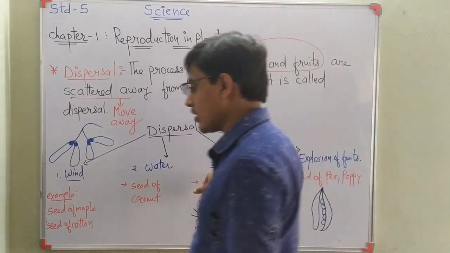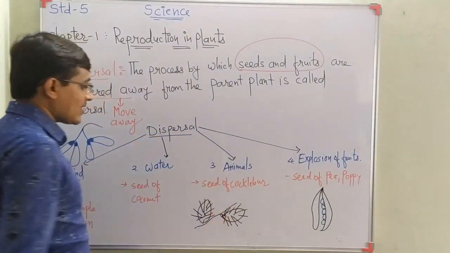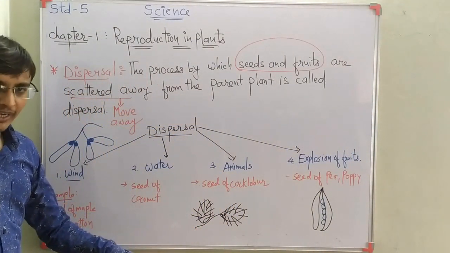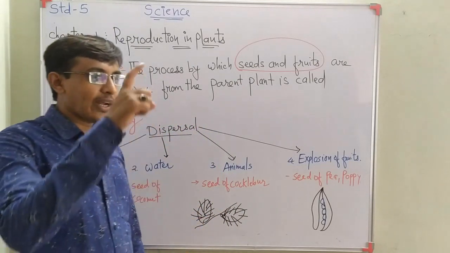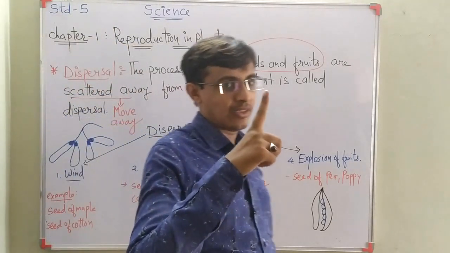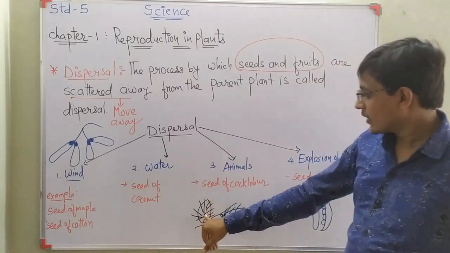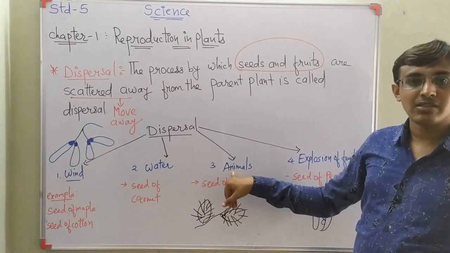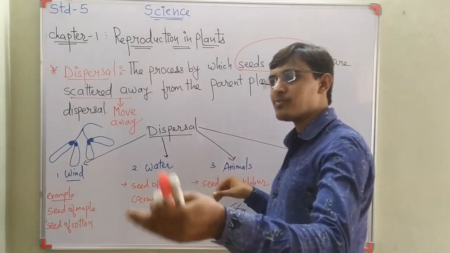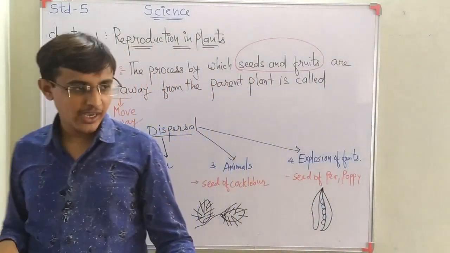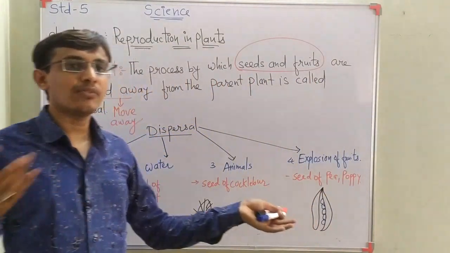Then animals, dispersal by the animal. There are many seeds, okay, they have hook-like structures or spikes. How do they scatter? They stick on the animals. Okay, there are many animals found near the trees, near the forest, in the forest.